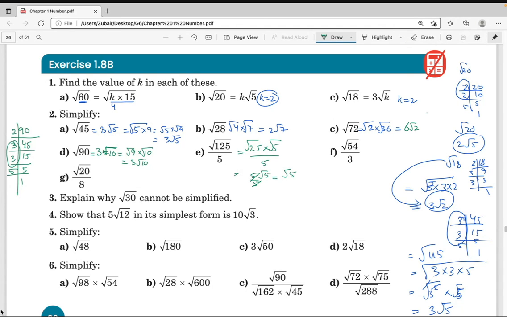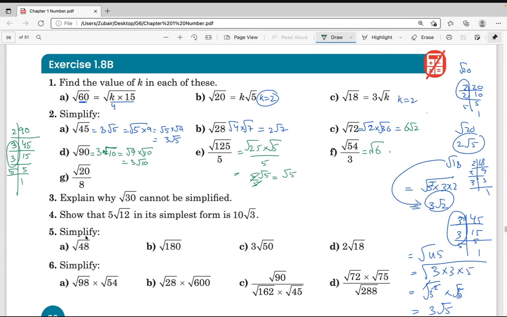So F. We can do F now. Square root 54, divided by 3 gives 18. 3 into 2 under the root. 3 and that's 6. 3 square root 6. Okay.